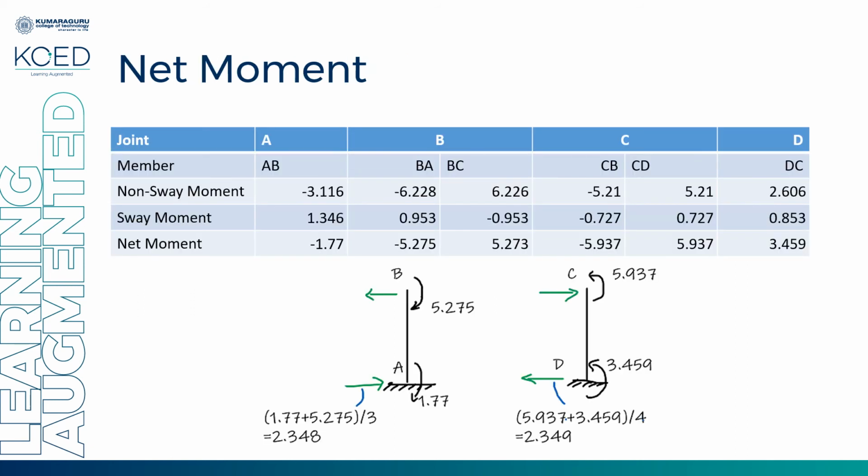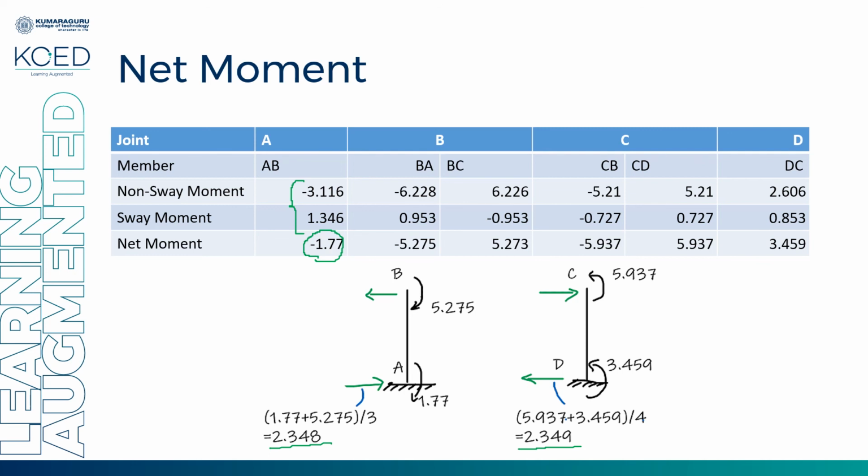I will add the moment due to the external load with the factored sway moment, or the actual sway moment, and I will arrive at the net moment at that particular place. So when I use this net moment to estimate the support reactions, the support reaction at A is acting towards right with a magnitude of 2.348, whereas the support reaction at D acts towards left with a magnitude of 2.349. So now our structure is complete.